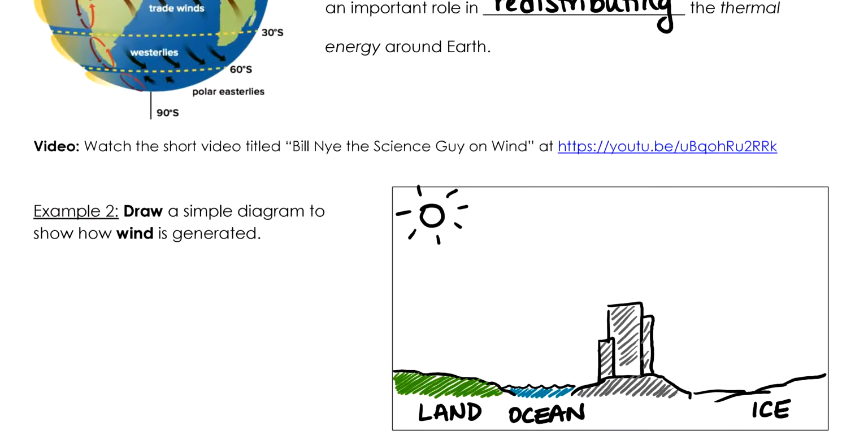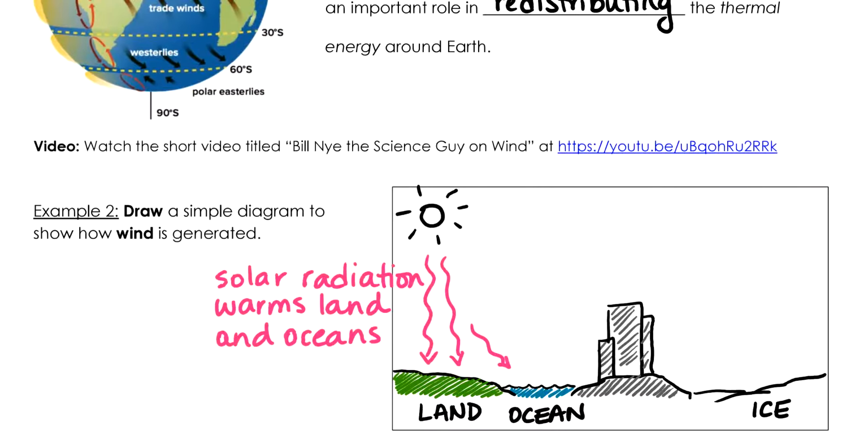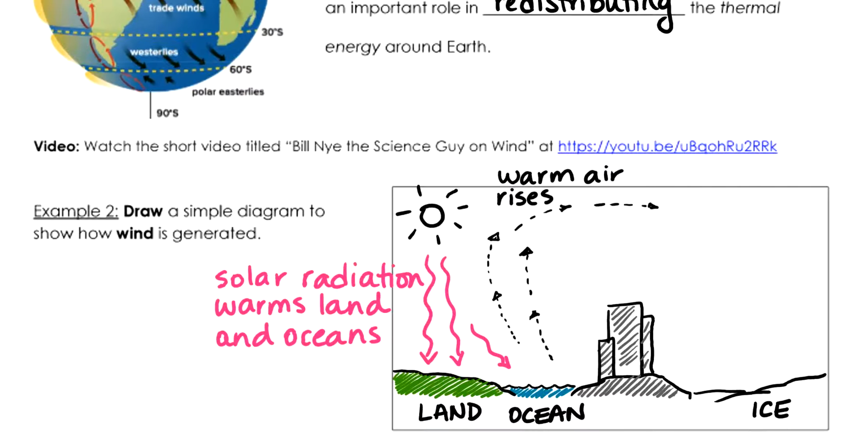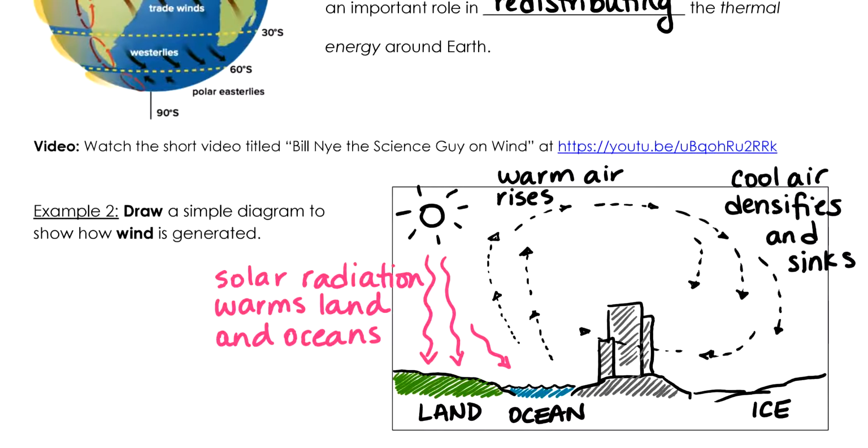Using the same model that Bill Nye used in the video, we can represent the land, the ocean, and the northern and southern poles of the Earth, which are covered in ice. When the solar radiation comes down and warms the land and ocean, it warms the air above the land and ocean as well. And that warm air becomes less dense and it rises. As it approaches the cooler areas of the Earth, it densifies and begins to sink, and you end up with a constant cycling of warm and cold air, which rises and falls based on its density. This is how wind is generated.